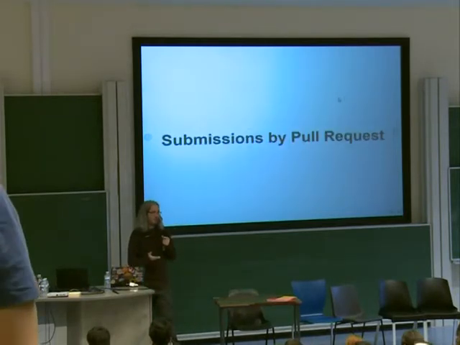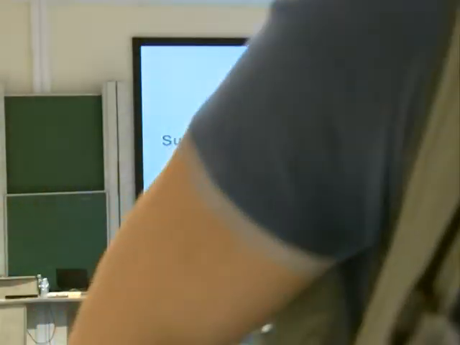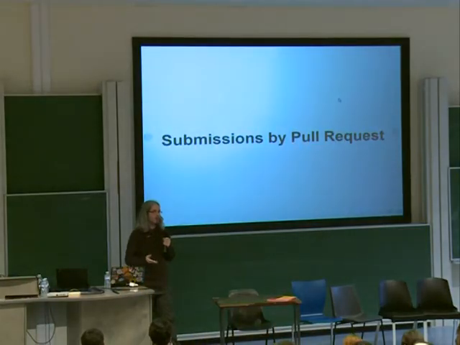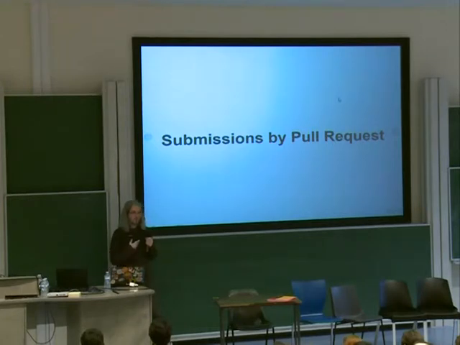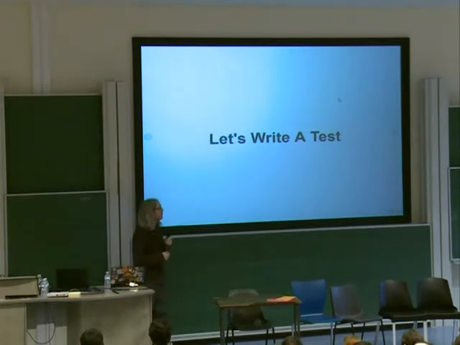And as is typical for GitHub, we just use the normal GitHub workflow. If you want to contribute a test, or if you want to fix a test or something, you just create a pull request, and then it will get code reviewed, and when it's all right, then we'll integrate it into the repository. Okay, so that's enough background. Let's actually get on and write a test.